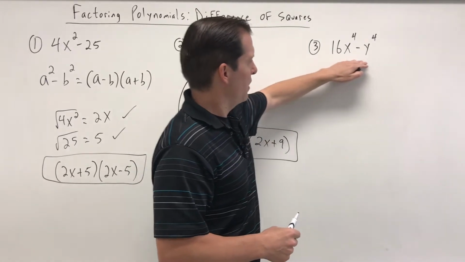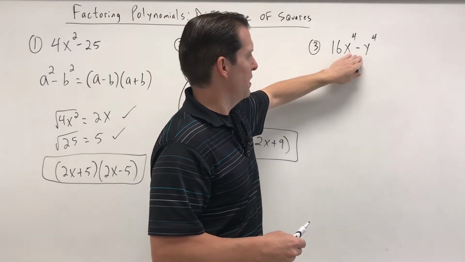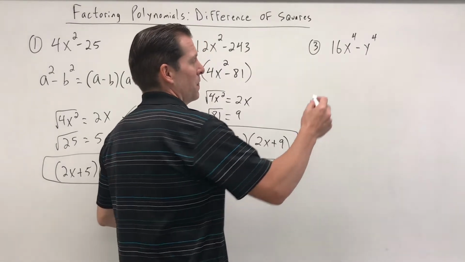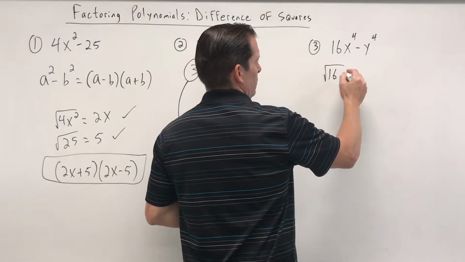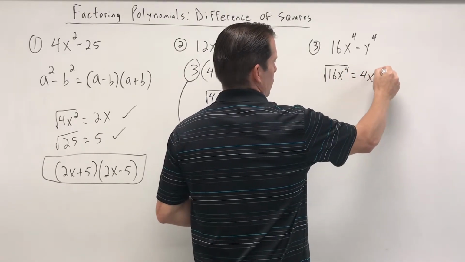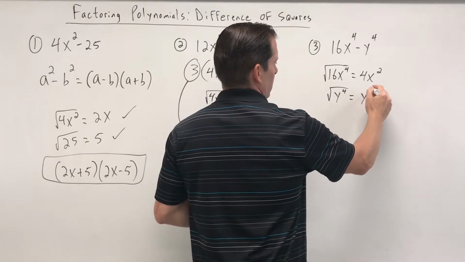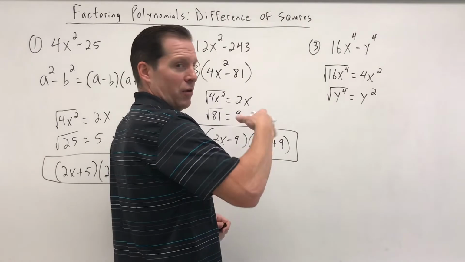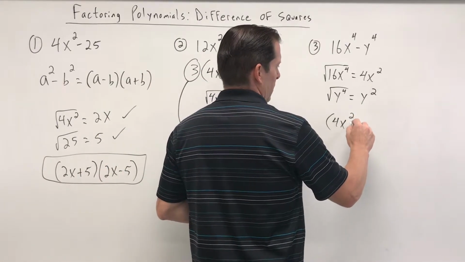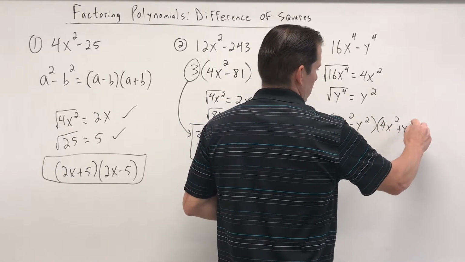So we go here, and there's no common factor. Just look at that real quickly. I don't have a common factor. This is a minus, so hopefully these are perfect squares, because if they're not, then we can't do anything else, but they will be. So we're going to go ahead and take the square root of this. So that's going to be 4x squared, and then the square root of y to the fourth is y squared. So now we can go ahead and set it up into the pattern. So this is going to be 4x squared minus y squared times 4x squared plus y squared.